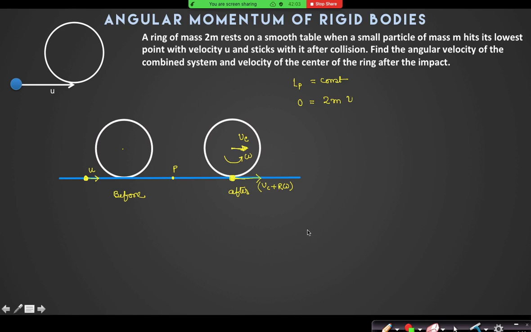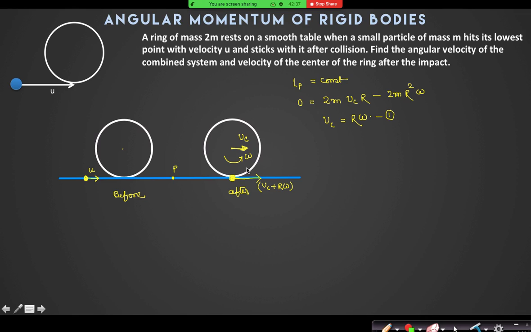2m into Vc into R minus Ic omega. What is Ic? 2m into R square. Yes, it should be R square, for the ring. So 2m into R you can cancel. So the relation is Vc equal to R omega. That is one equation you have got.